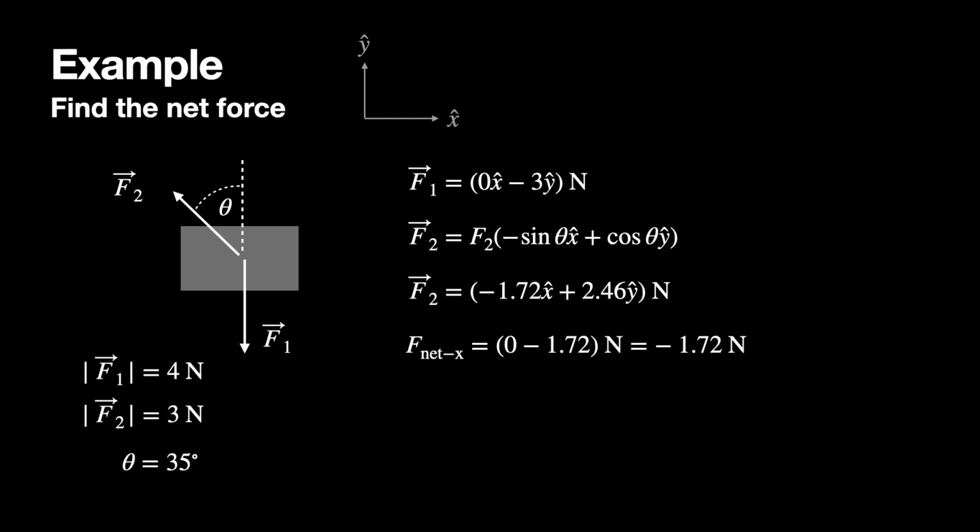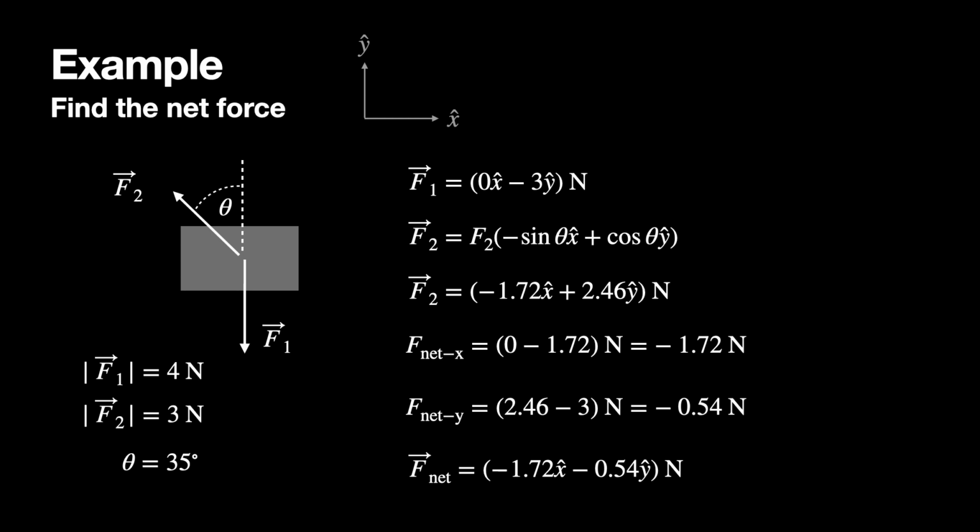Now I can find the net force in the x direction by just taking the x components and adding them together. The x component for F1 is 0. The x component for F2 is negative 1.72. I add those together and I get negative 1.72 newtons. Now I need to do the same thing for the y direction. I have 2.46 as the y component of F2, and then minus 3 is the y component of F1. If I add those two together, I get negative 0.54 newtons. Again, there are units. And with that, I can get the total vector force: F net is negative 1.72 x hat minus 0.54 y hat newtons. And that's the answer.